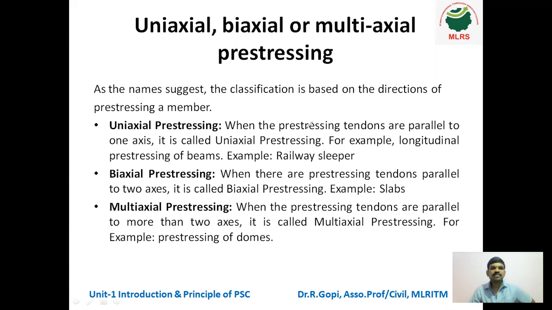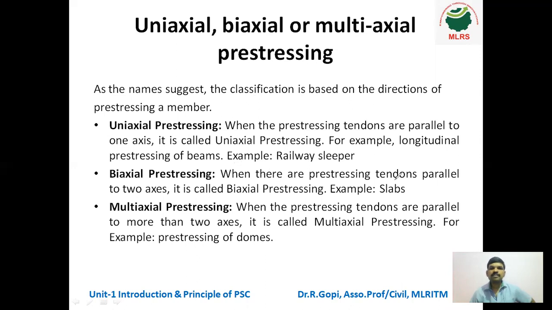Uniaxial means when the prestressing tendons are parallel to one axis. Suppose in a slab, the prestressing tendons are running in only one direction. It's called uniaxial. Uni means only one direction. For example, longitudinally prestressed beams, such as railway sleepers. You can see in railway sleepers, the prestressing tendons are placed in only one direction, that means X direction.